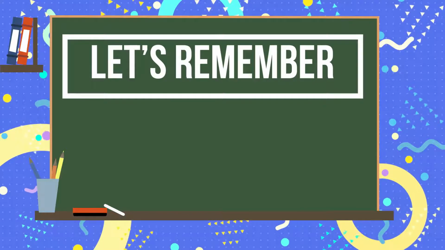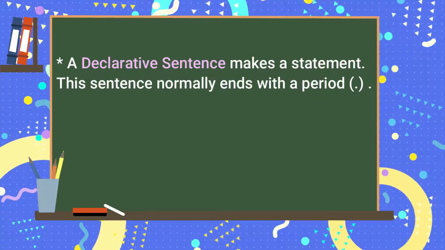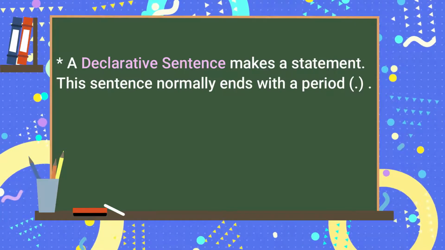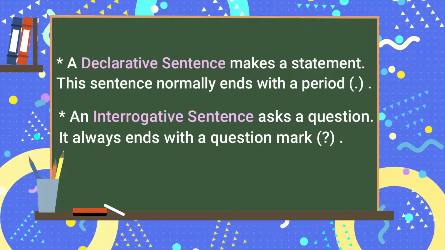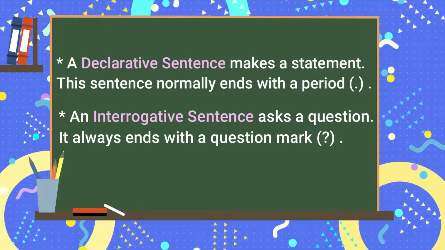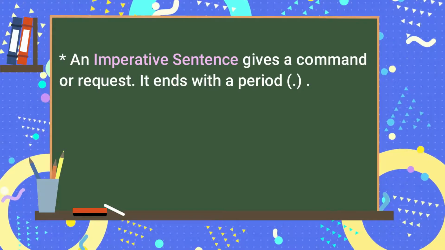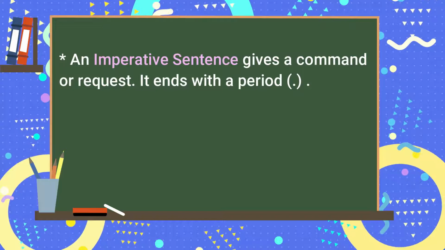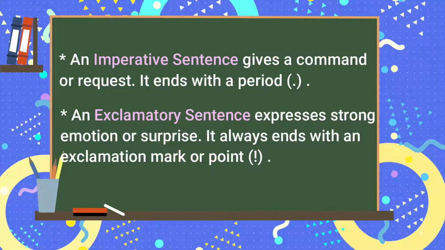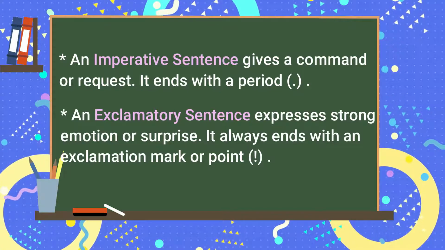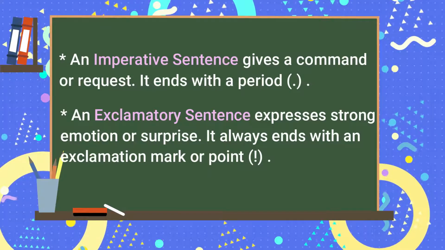Let's try to remember this. A declarative sentence makes a statement. This sentence normally ends with a period. An interrogative sentence asks a question. It always ends with a question mark. An imperative sentence gives a command or request. It ends with a period. An exclamatory sentence expresses strong emotion or surprise. It always ends with an exclamation mark or exclamation point.